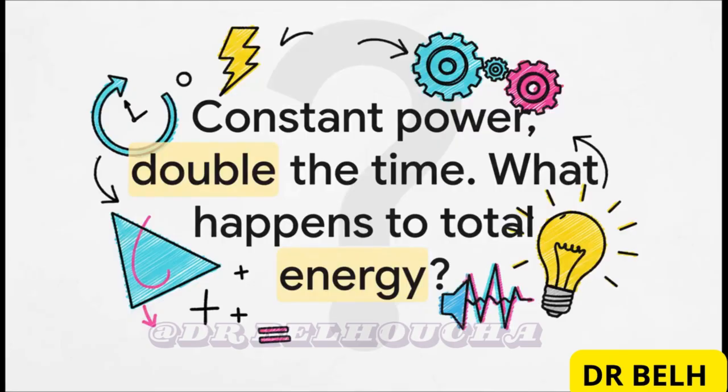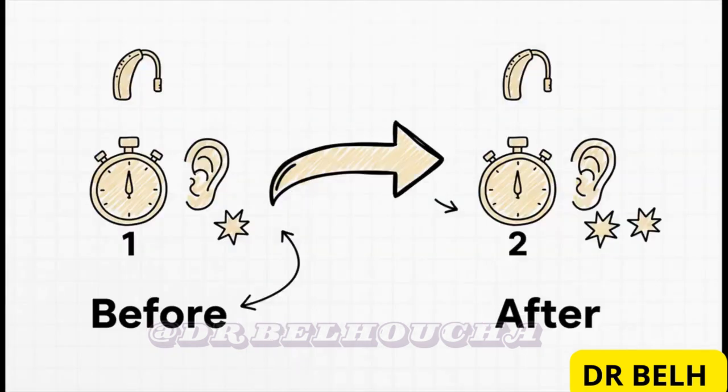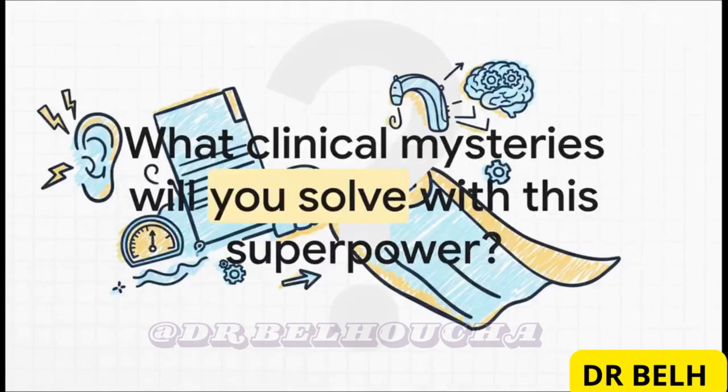Okay, let's try one more. You've got a hearing aid, its power output is constant. Now, if you make a sound last for 2 seconds instead of just 1, what happens to the total energy that gets delivered to the ear? It doubles. You got it. It goes right back to that simple formula. Energy equals power times time. So if the power stays the same, but you double the time, you're going to deliver twice the energy. It's that direct.